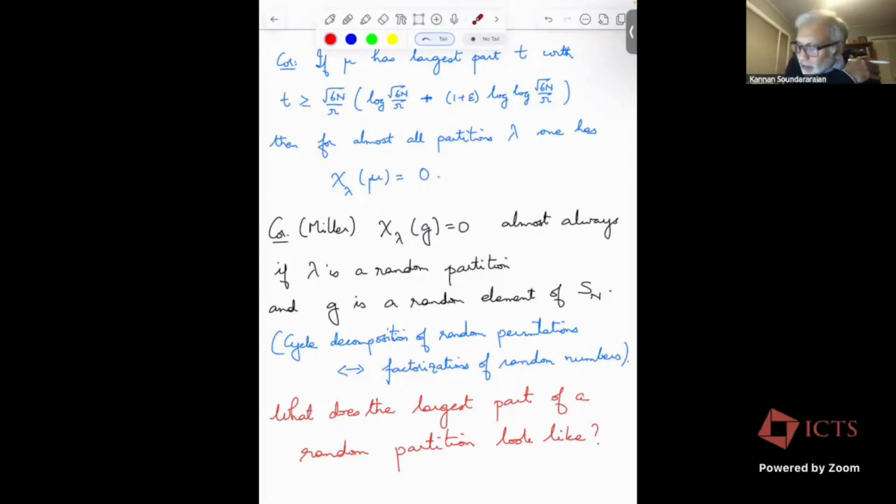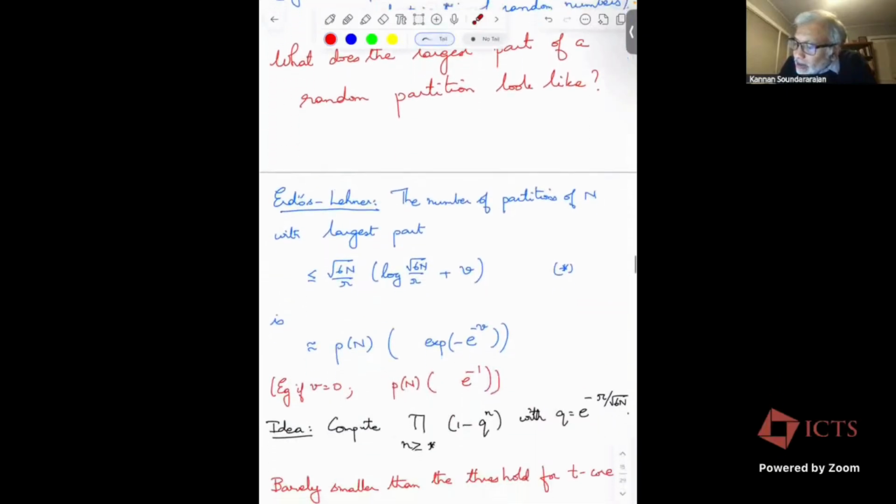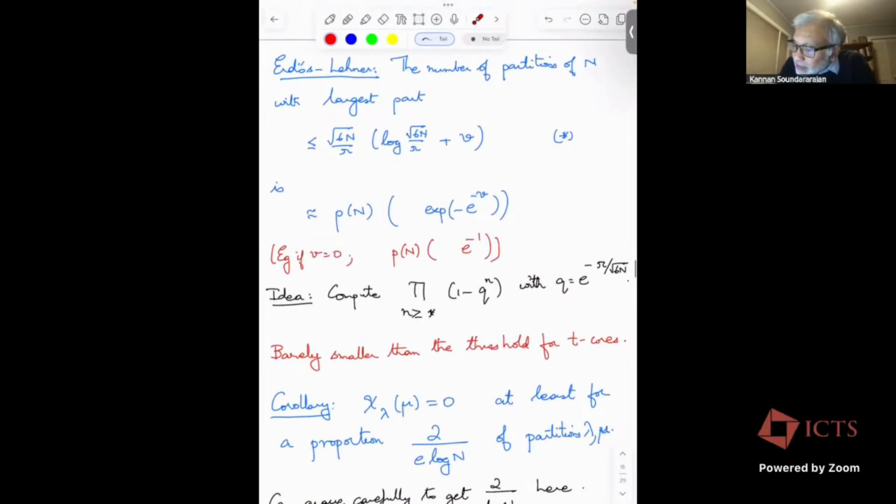So another way to say it is that if you think of the conjugacy class that just consists of an n cycle, that's just one element as you range over all partitions mu. But on the other hand, as you range over all elements of the group, that's like 1 over n of the elements of the group. There are n minus 1 factorial n cycles. So this is a different result from what we would like. And we have to understand what happens if you take a random partition and you want to look at the largest part of a random partition.